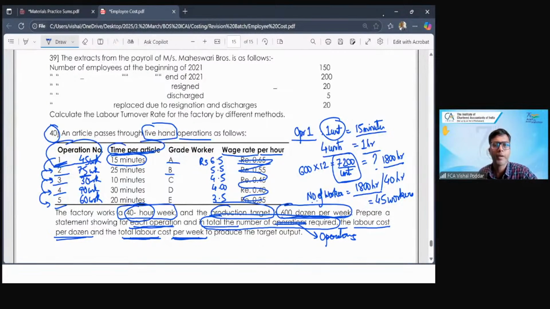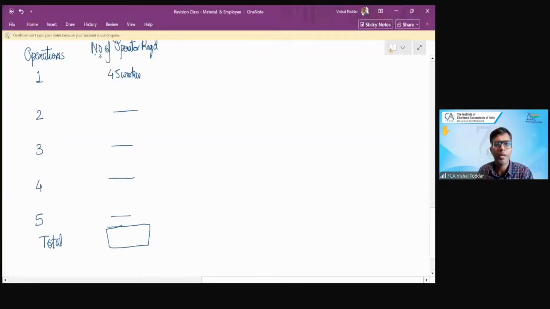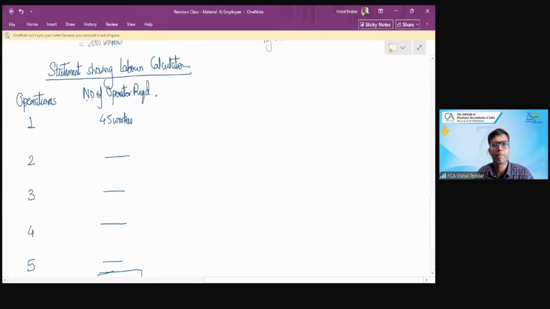Now, how can I find that out? Let us say the wage rate for operation 1 is 6.5 per hour. And how many hours will I require in this operation? It is 1800 hours. So the total labor cost per week: the total hours of working I require is 1800, and the wage rate is 6.5. So you'll get the labor cost.